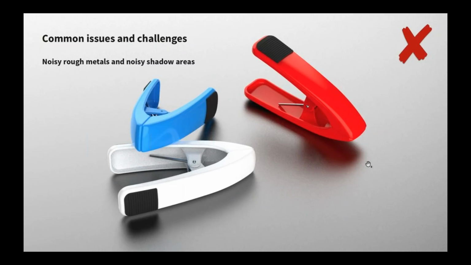So here's an example of a scene that rendered almost for the same amount of time, but that looks much cleaner. You can see that, especially in this area, the rough metal is looking much cleaner, and the shadow here is looking much smoother.